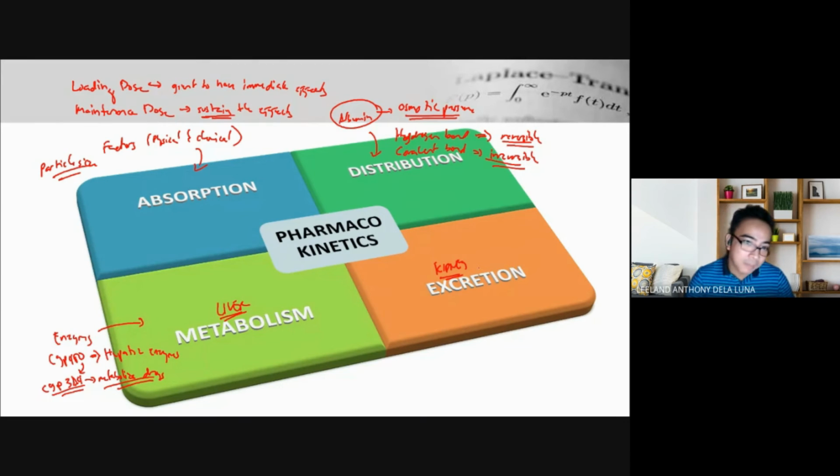For absorption, we can use the Noyes-Whitney equation for dissolution. For distribution, usually it is just the percent protein binding. For metabolism, of course, we have the Michaelis-Menten equation, which we will discuss in kinetics. And for excretion, we can include clearance, creatinine clearance, or drug clearance in general. So there are many computations that can be done here.